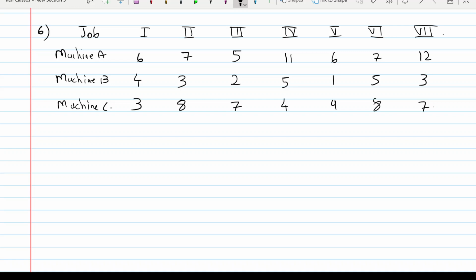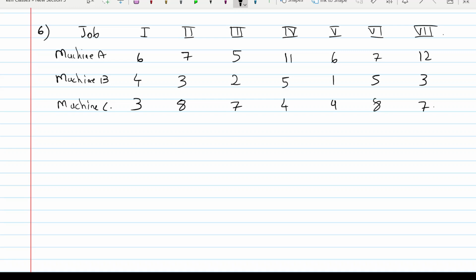The question is, processing time is given for both of them. Right now the question is only about the optimal sequence. They have not asked you the elapsed time and all, but we will be finding the minimum elapsed time and everything. In this case the question is just to find the sequence.